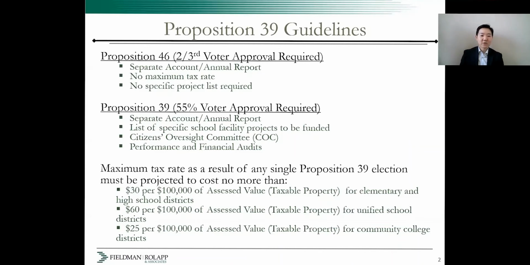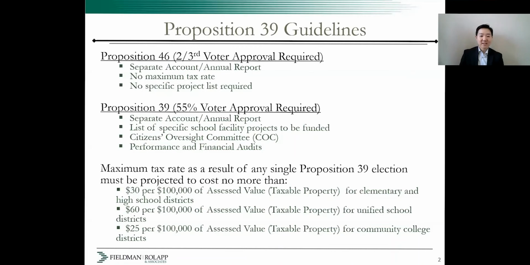Lastly, one of the main features of a Prop 39 bond are the tax rate restrictions imposed on school districts and community colleges. For all non-unified school districts, and this encompasses elementary, union, and high school districts, the maximum allowed tax rate that can be projected at time of bond sale is $30 per 100,000 of assessed value. For a unified district, the maximum tax rate increases to $60 per 100,000. And for community college districts, this maximum tax rate cannot project to exceed $25 per 100,000 of assessed value.